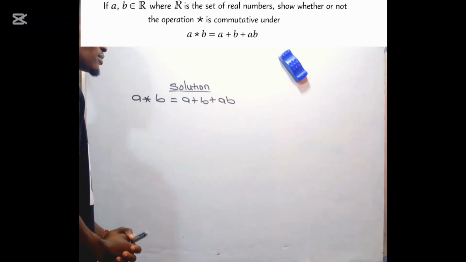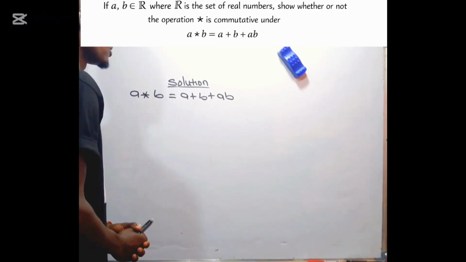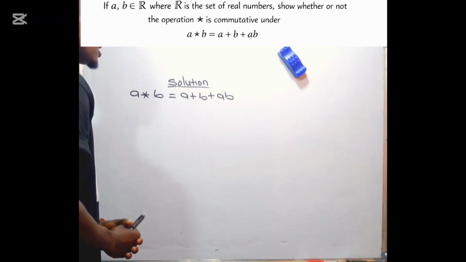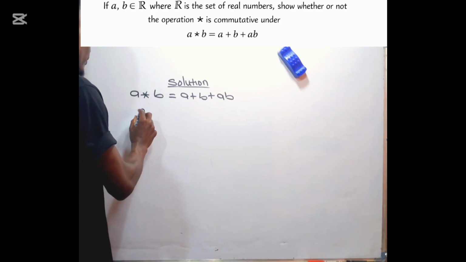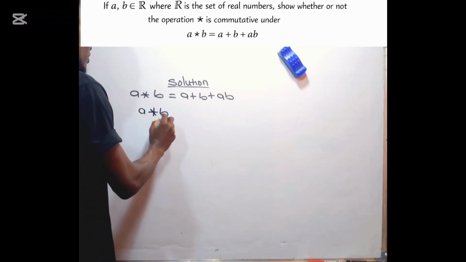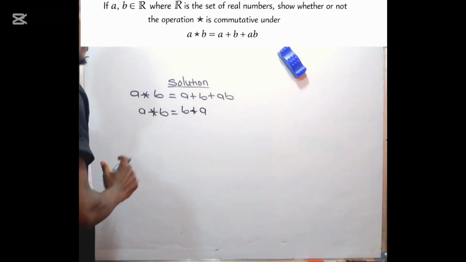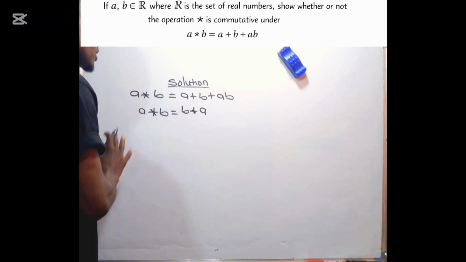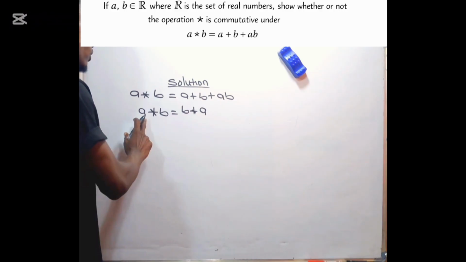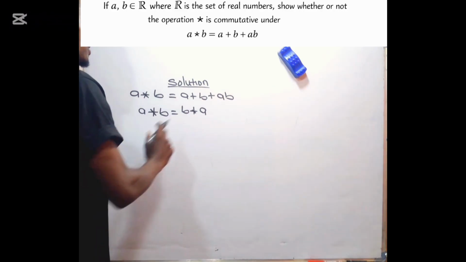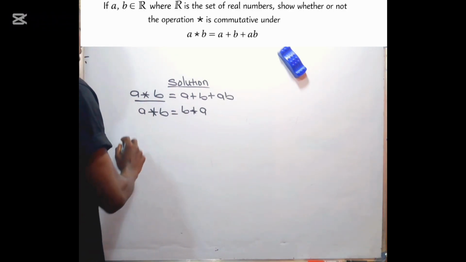Remember that for a non-empty set which is closed under binary operation, the binary operation is said to be commutative if and only if a asterisk b is equal to b asterisk a. Now we are given a asterisk b as a plus b plus ab. Now what is b asterisk a?